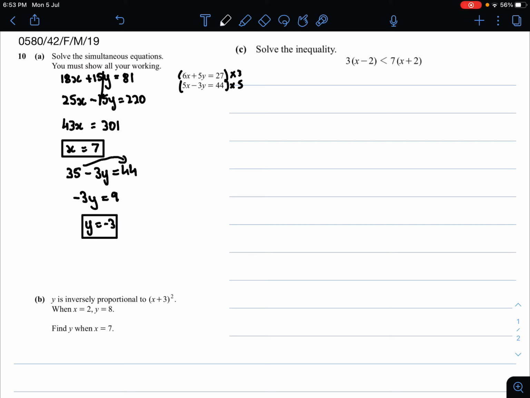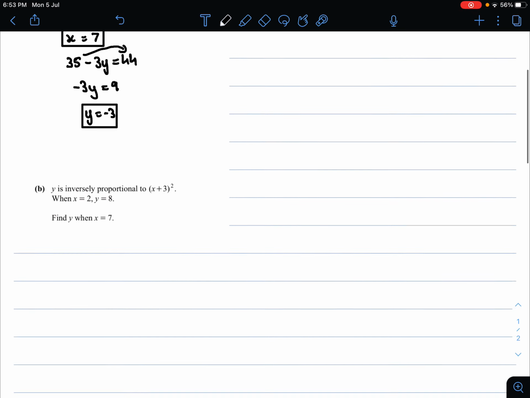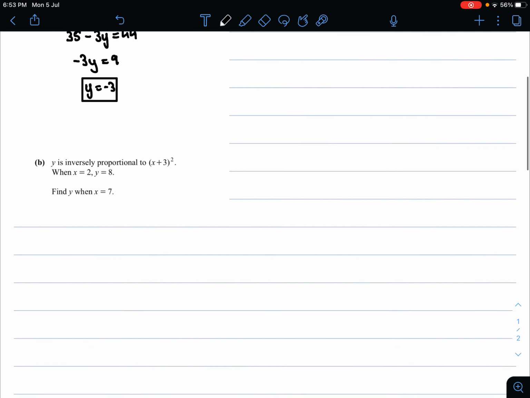Now let's move to part B. Y is inversely proportional to x plus 3 the whole square. So when they say inversely proportional, they mean k, that is a constant, divided by the x value that they get. In this case, x plus 3 the whole square. When it's inversely proportional, you divide by the x value, and when it's directly proportional, you multiply it with k.